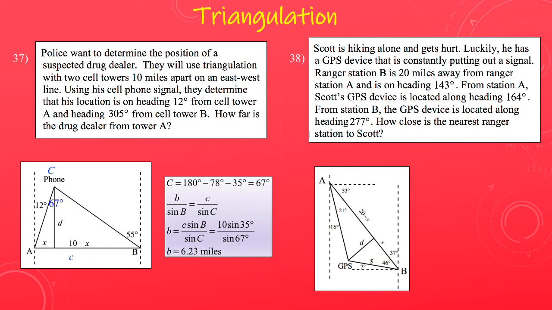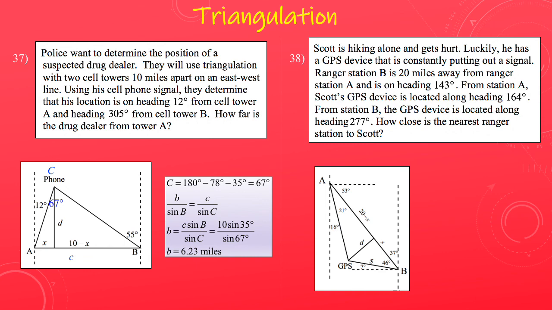Creating the picture involved careful interpretation of angles. We knew that station B is on heading 143 from station A, making the top angle 53 degrees. We knew that the GPS was along heading 164 degrees from A, making the bottom angle 16 degrees. And that allowed us to say that the angle A was 21 degrees.